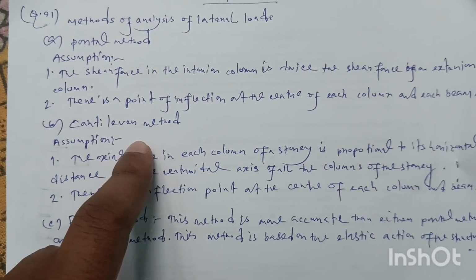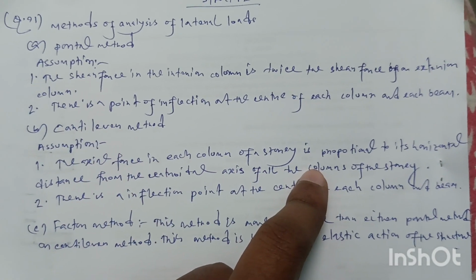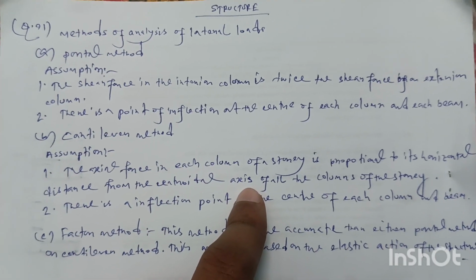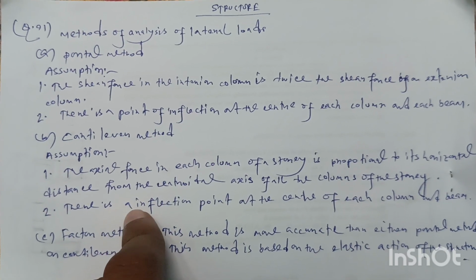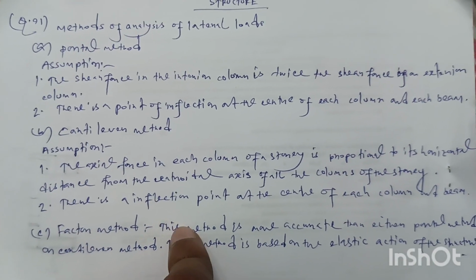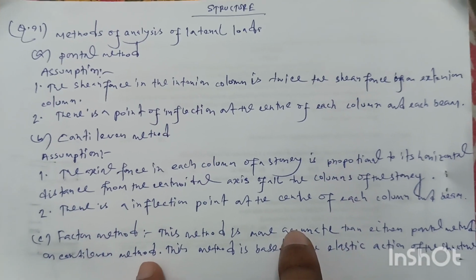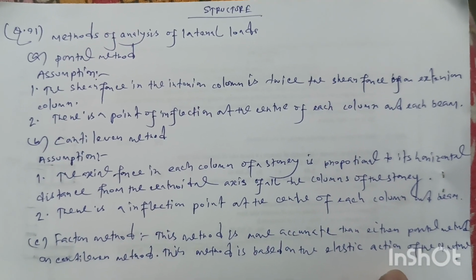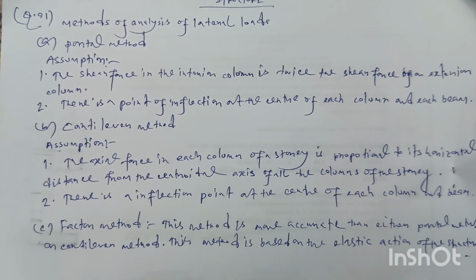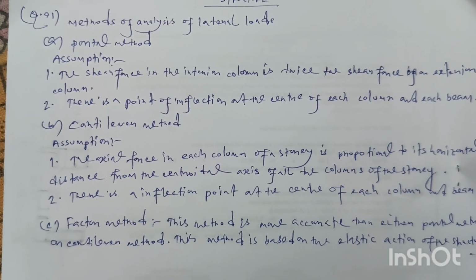Next, the cantilever method. The assumptions are that the axial force in each column of a story is proportional to its horizontal distance from the centroidal axis of all the columns of the story, and there is an inflection point at the center of each column and beam. Next, the factor method. This method is more accurate than either the portal method or the cantilever method, and it is based on the elastic action of the structure. The portal method and cantilever method will yield good results when the height of the building is approximately more than 5 times its least lateral dimension.